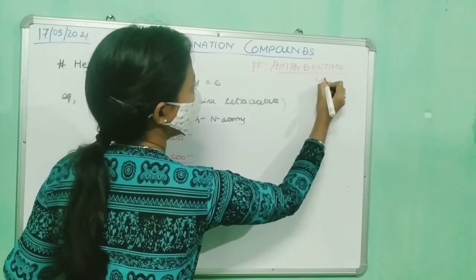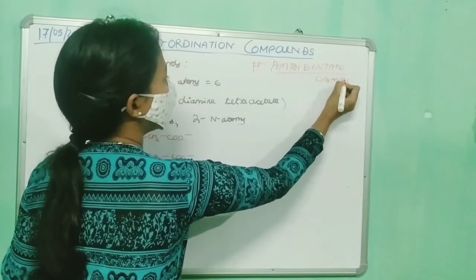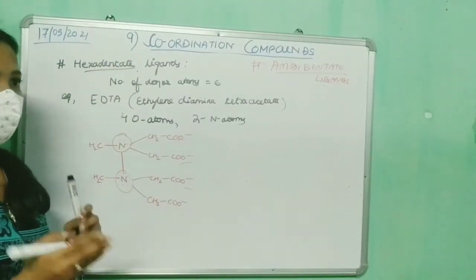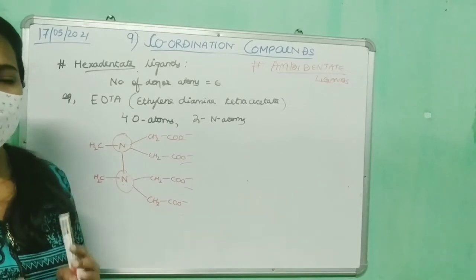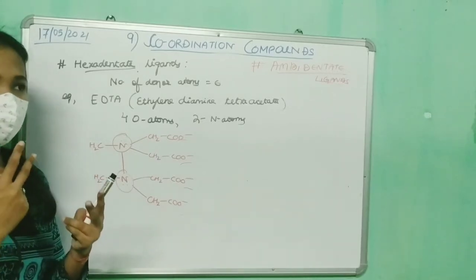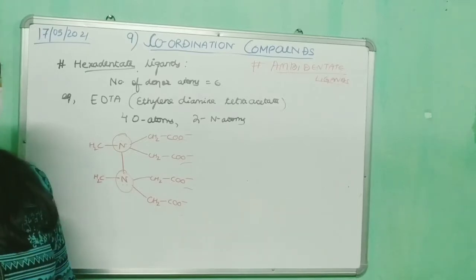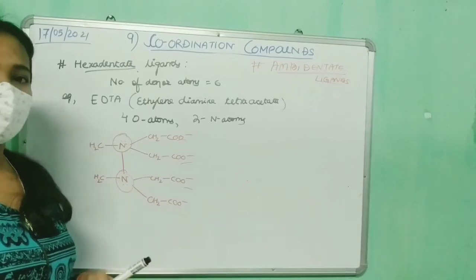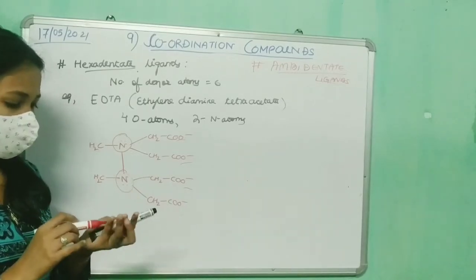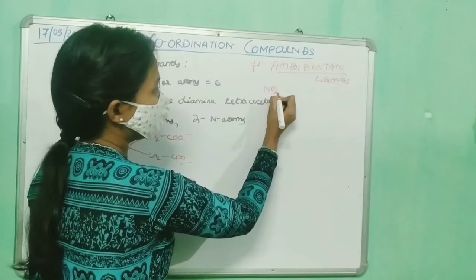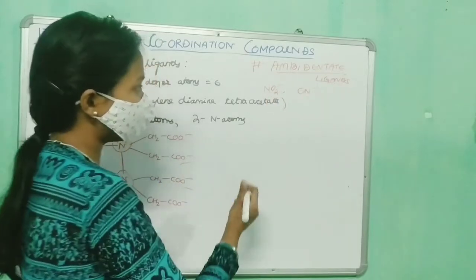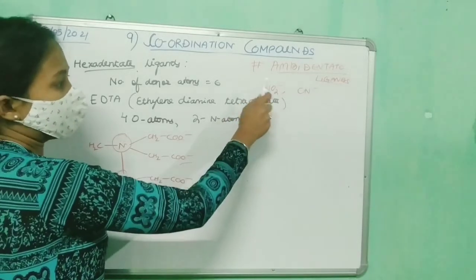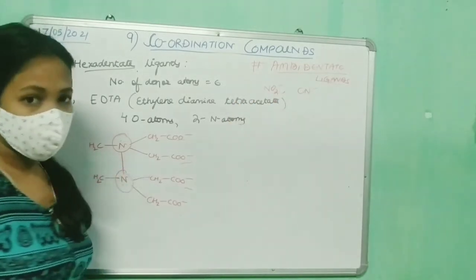Ambidentate ligands are nothing but unidentate or monodentate ligands only, but having 2 different donor atoms, right? In that particular ligand you will find such donor atoms. There are 2 donor atoms, but at one time only 1 donor atom can coordinate with the central metal ion. For example, NO2 or CN. These are ligands which can donate through 2 donor atoms. Here nitrogen and oxygen both can donate. Here carbon and nitrogen both can donate.